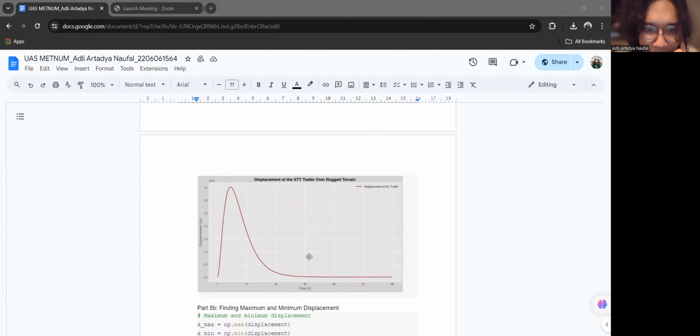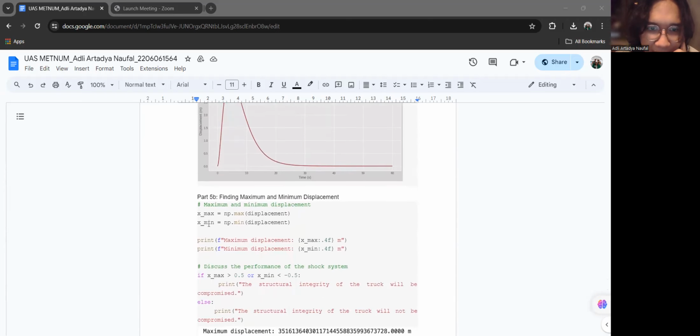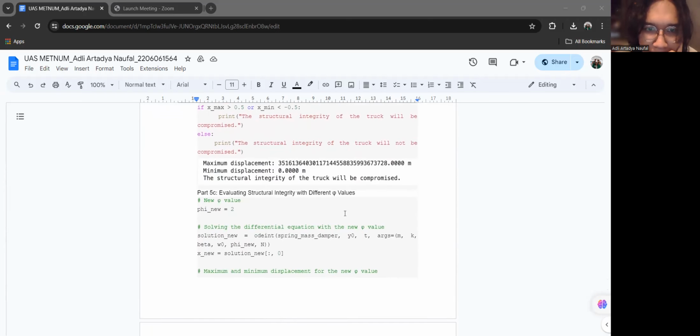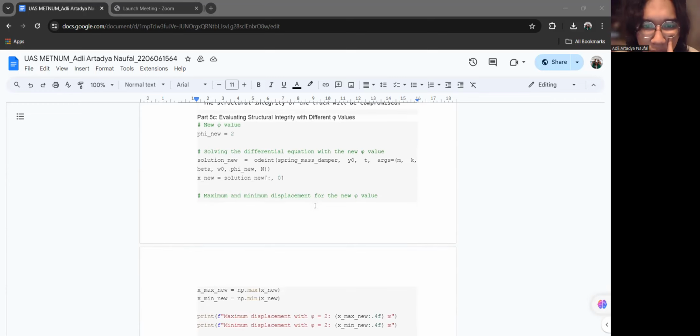We get this data. And this is the Python code for finding maximum and minimum displacement. And we get this data. And this is the part evaluating structural integrity with different values of theta. And this is the code.